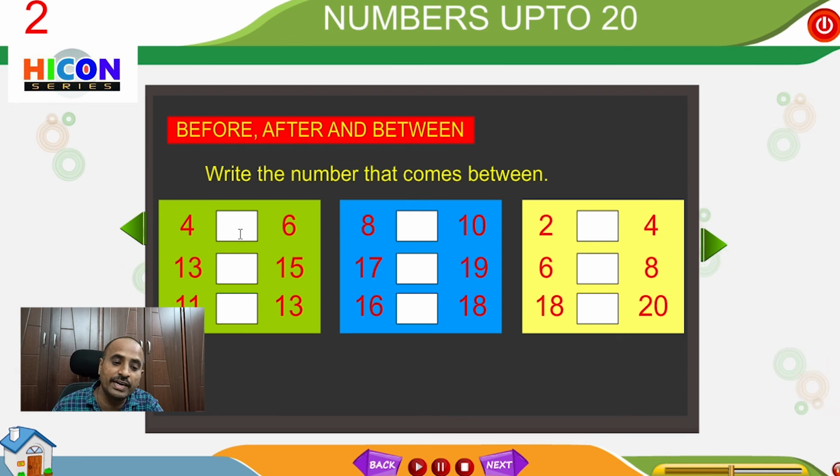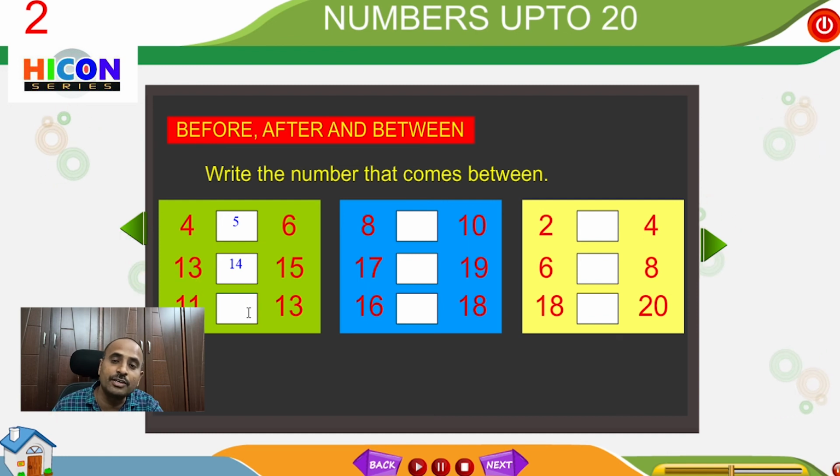That means we have to write the number after 4, or the number that comes before 6. The number that comes after 4 is 5. See the second one: the number that comes after 13 is 14. So here 14 is between 13 and 15.